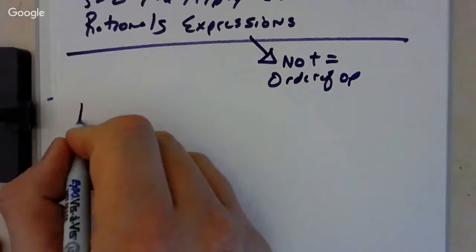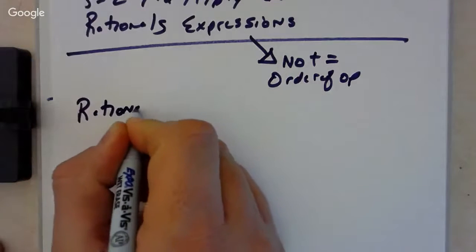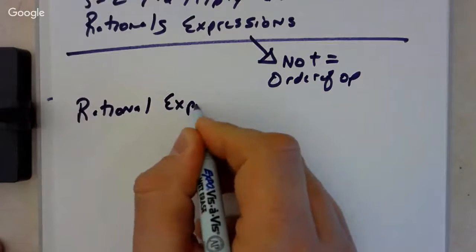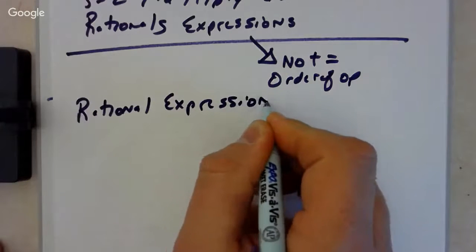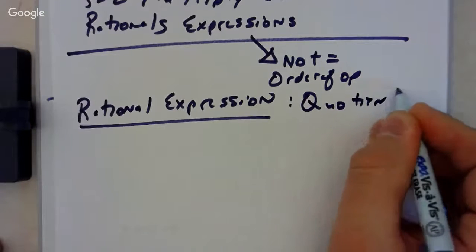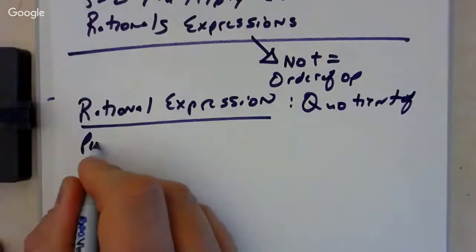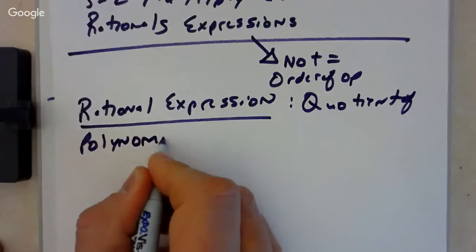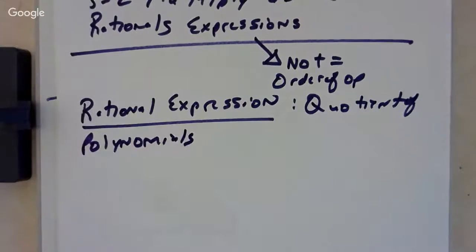Okay, what's a rational expression? First off, we need a rigorous definition. A rational expression is the quotient of polynomials. Polynomials are sums of variables to positive whole number powers. So in other words, generically, we're going to have a polynomial divided by a polynomial.